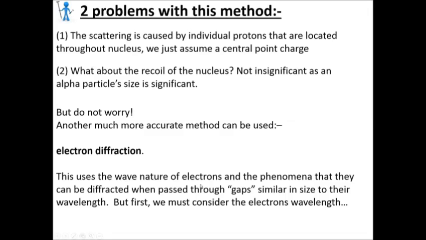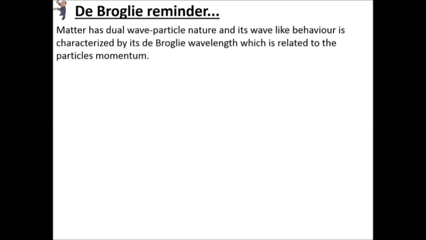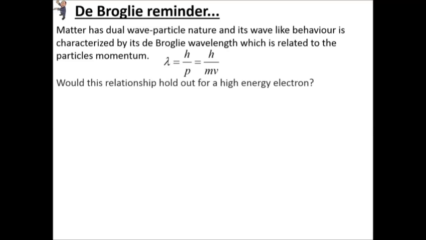But first, we've got to do some maths, and we've got to look at what is the wavelength of an electron. And again, don't be worried about this. This is year 12 work. This is the wave-particle duality, and in this case, it's the wave nature of particles. Okay, so here we go. Here's our de Broglie reminder. If you remember the de Broglie equations, the wavelength is h over momentum, h over mv.